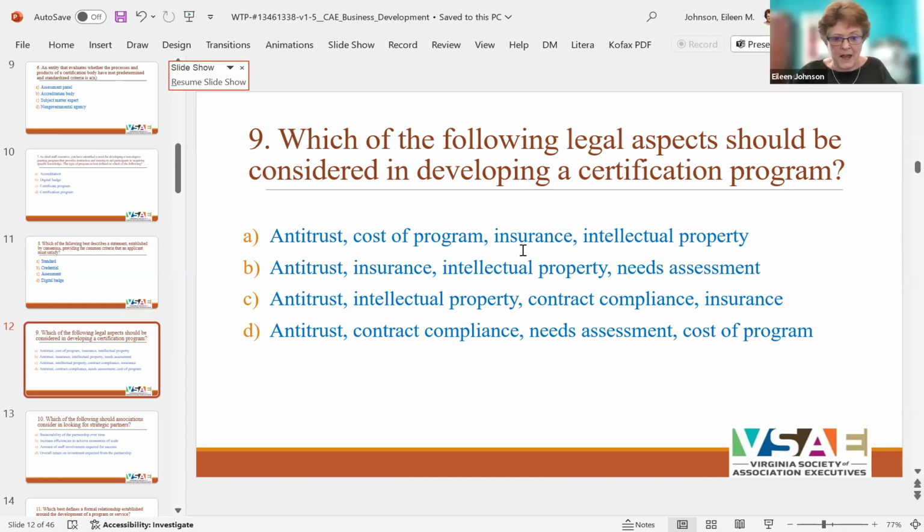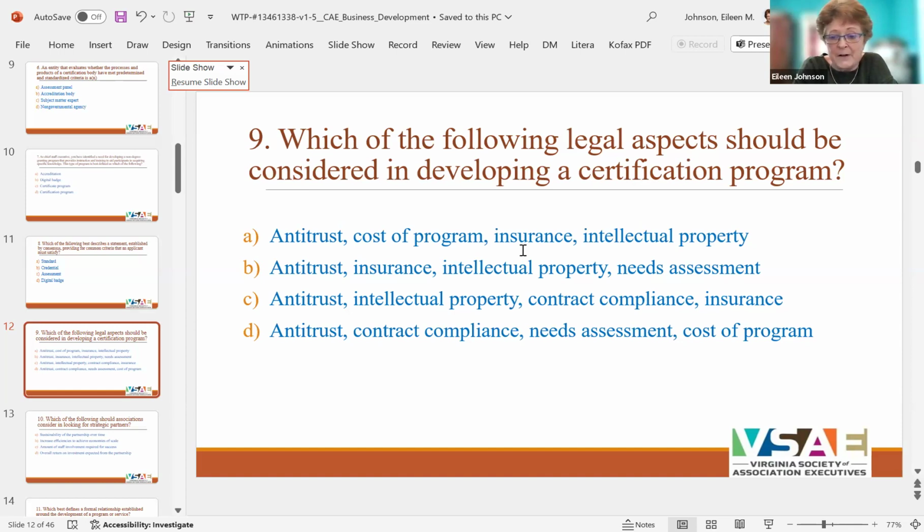I would have thought that was right, but the answer guide says it's A: antitrust, cost of program, insurance, intellectual property. Okay, so I was just off by cost of program versus contract compliance. Again, this is me just having umbrage with how these questions are written, because I just don't see how legal interacts with cost of program. I totally agree with you on that one.